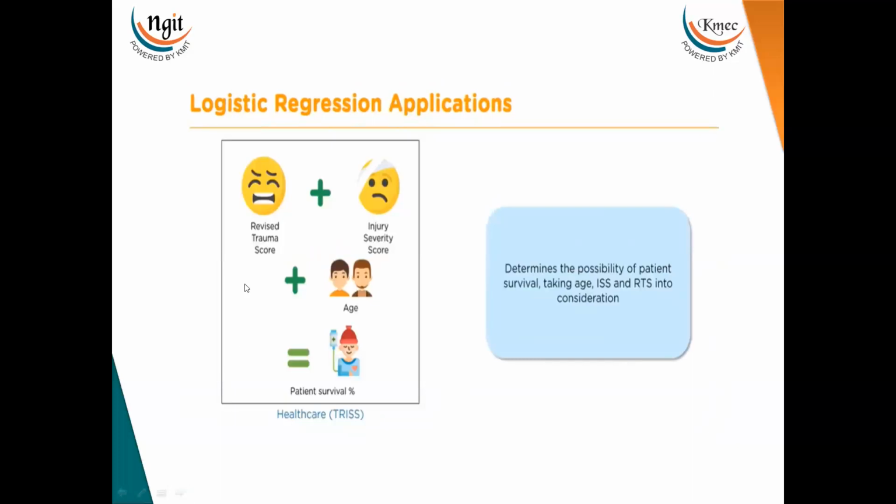Now in healthcare, I want to determine a person's survival as per their revised trauma score, injury severity score, and age. I want to know whether the person will survive or not. So I have some data, and through that data I want to know whether that person will survive or not. So again, we are categorizing the data into two categories: either the person will survive or not survive. So again, it is a classification problem, where logistic regression can work. So this is all about logistic regression.